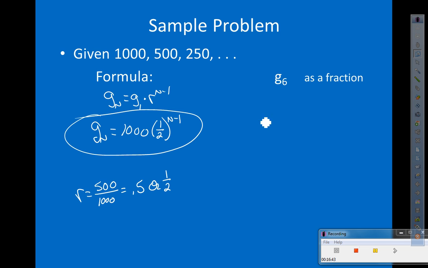Now to get my answer, G sub 6 is going to be 1,000 times 1/2 to the 6 minus 1, which is 5. You can have a lot of different answers. My favorite answer is this, 125/4. That's the answer that I like the best. I would even take 31.25, I believe.